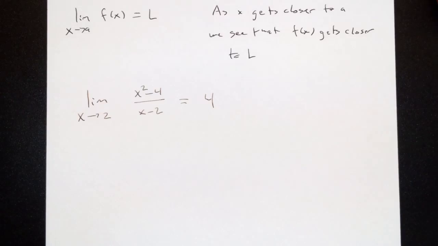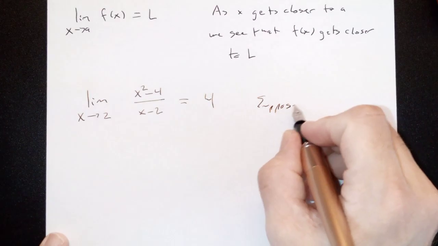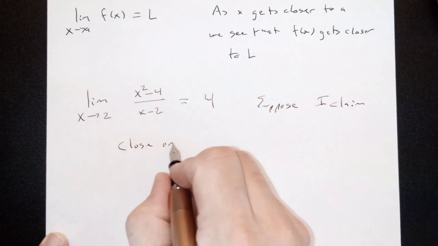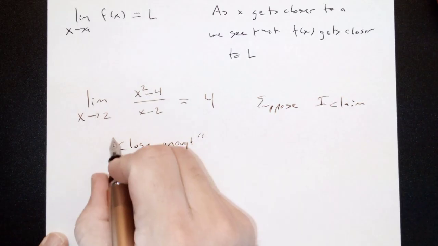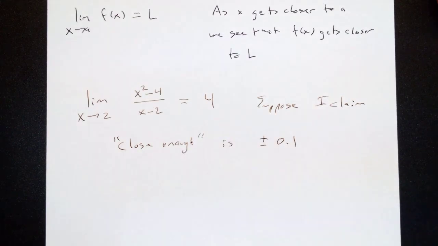You could literally pick any number. We're going to do a bunch of them, but somebody pick one. Okay, so within a tenth, 0.1. Suppose I claim close enough is plus or minus 0.1. So that means I could actually be anywhere between 3.9 and 4.1 and say that's good enough.